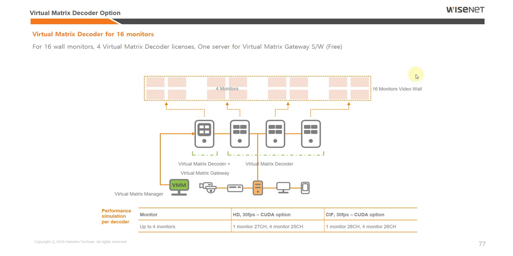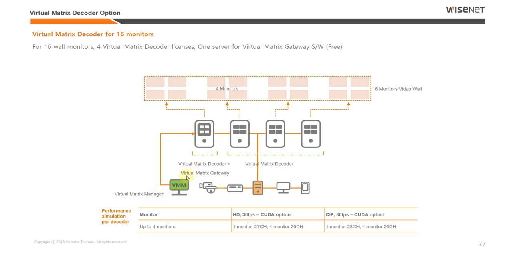Now you will see that the virtual matrix software is actually a three-piece software. It consists of three components called the manager, video matrix manager, the one who is going to be responsible for the video wall configuration. Then video matrix gateway. The gateway is the intermediate. It is the intermediate service, or you can say a postman that is connecting the decoders and the manager.